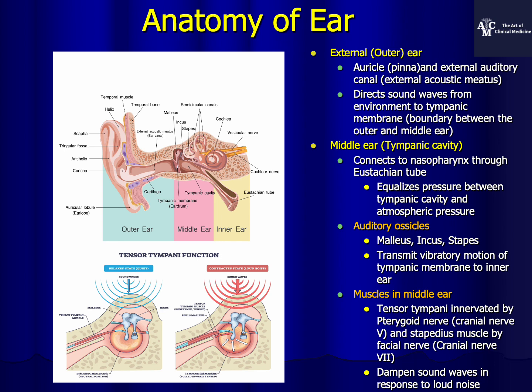Okay, so back to the middle ear again. The auditory ossicles are shown here with the malleus, incus, and stapes that transmits the vibratory motion from the tympanic membrane to the inner ear. Once that signal gets to the inner ear, there is a system called the tensor tympani, which is innervated by some of the cranial nerves, cranial nerve 5 and cranial nerve 7. And this dampens the sound waves in response to loud noise.